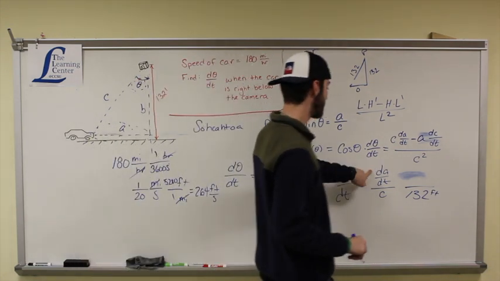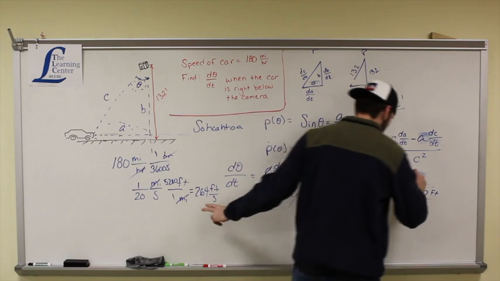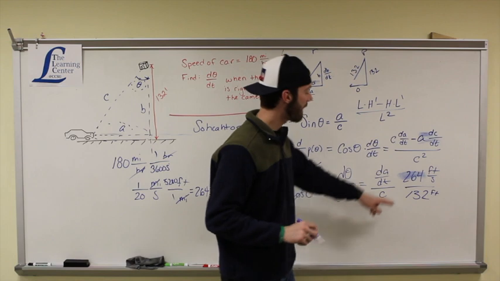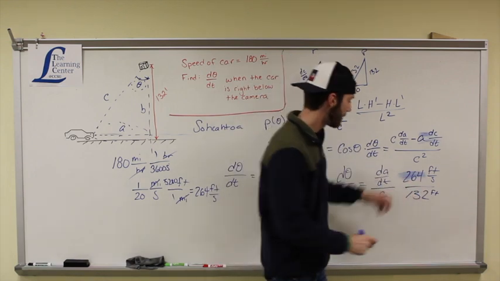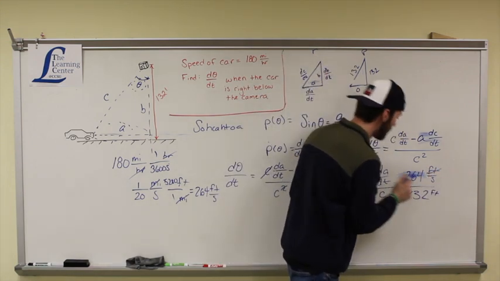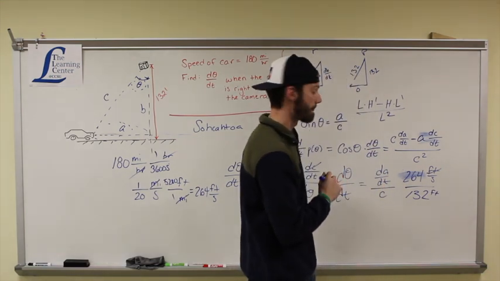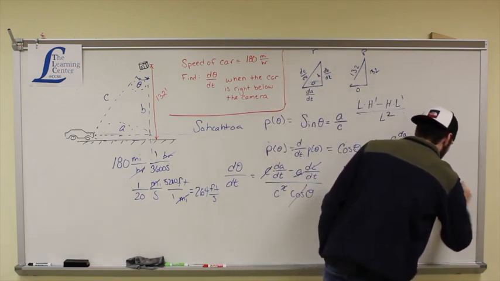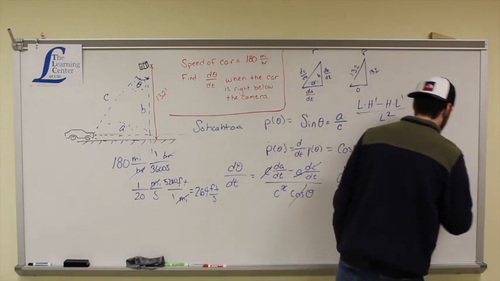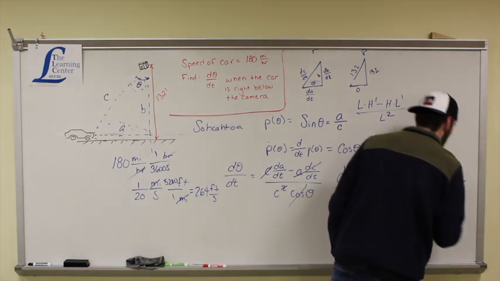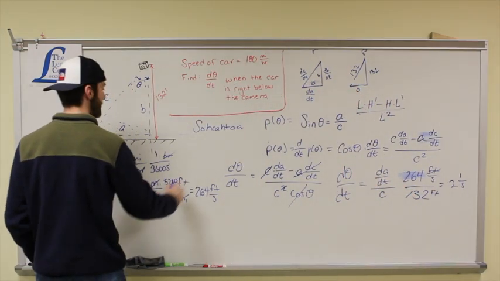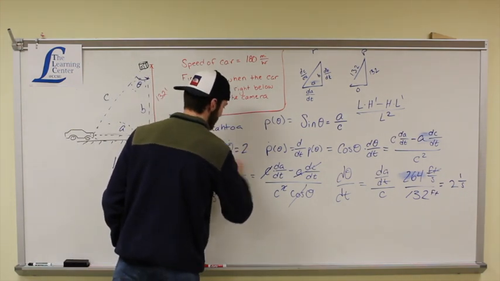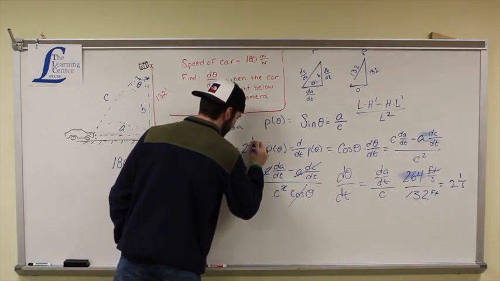So I'm going to come over here for this dA/dt. We found it's going to be 264 feet per second. And when you divide these two quantities, the feet are going to cancel. And what do you get? 2. That's 1 over seconds. So the answer is dθ/dt, right in the center. dθ/dt, or θ dot, is equal to 2, 1 divided by second.